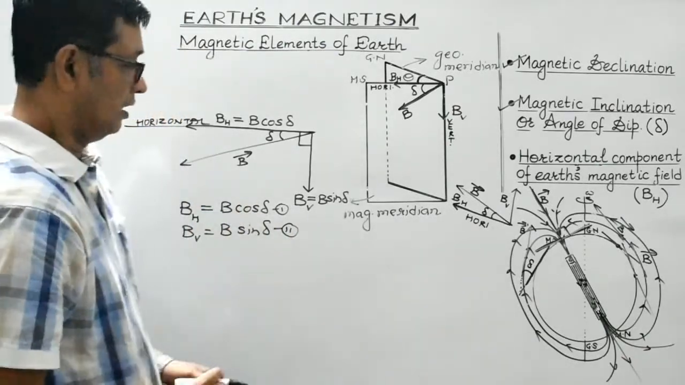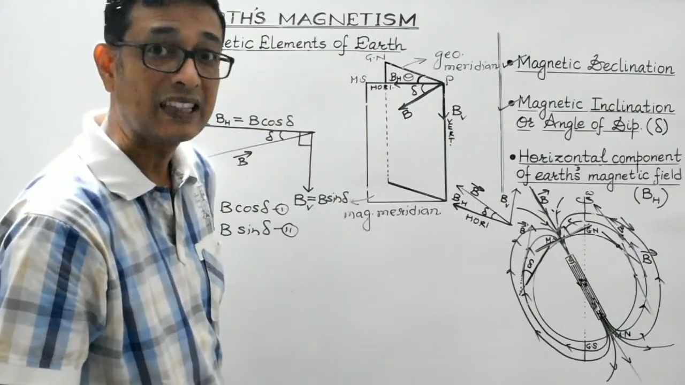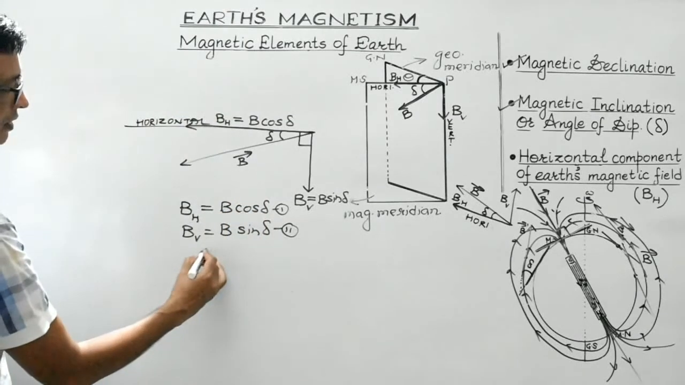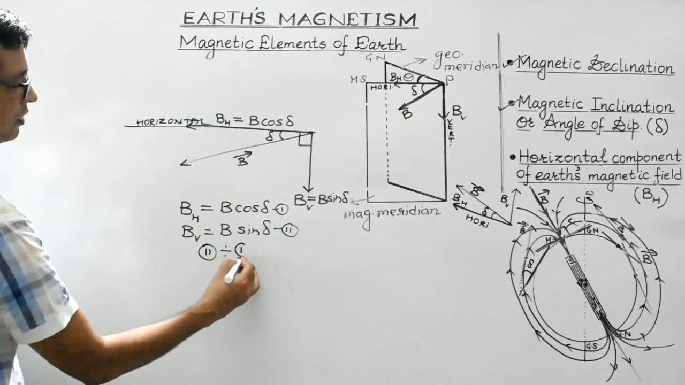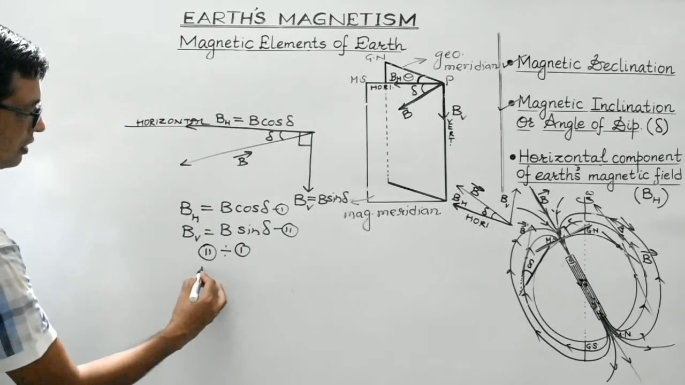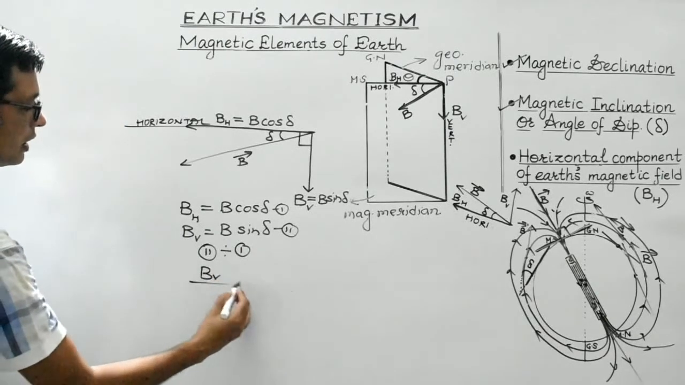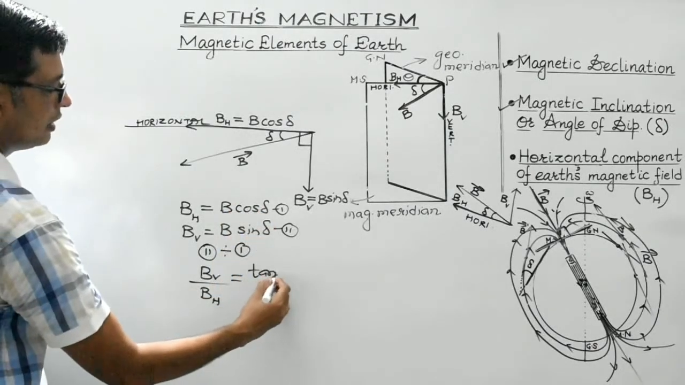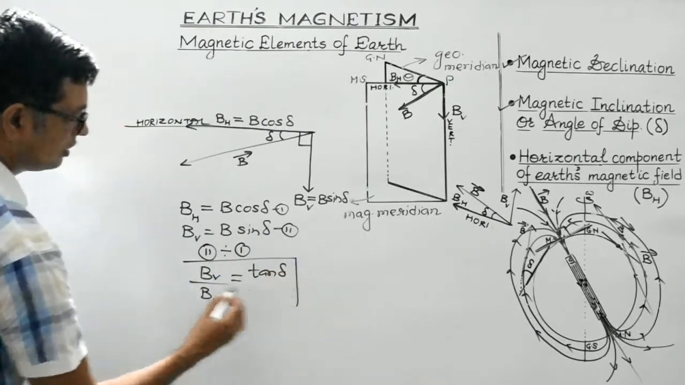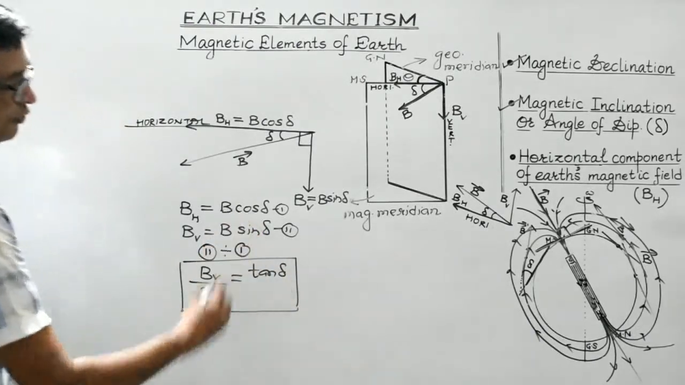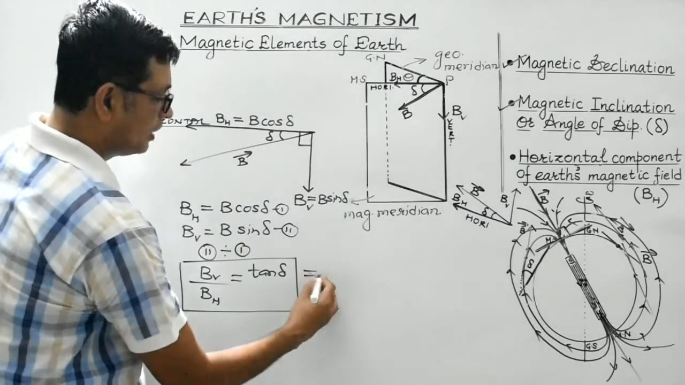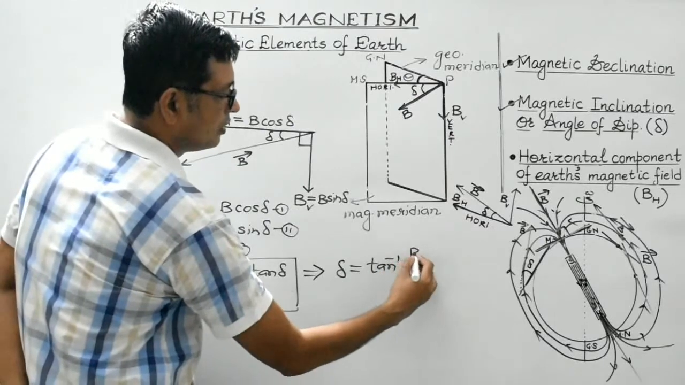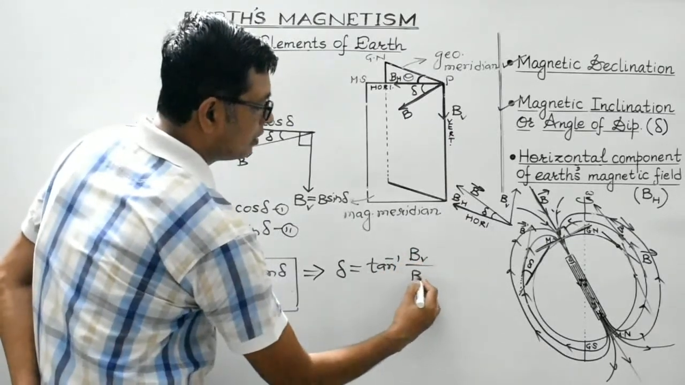Now let us deal with it mathematically and get the expression for the angle of dip. Right? So if you divide second from first or first from second, what you get is BV divided by BH, it is equal to sine by cos, that will give us tan del. So students, this is the mathematical expression for the angle of dip. So angle of dip is equal to tan inverse BV divided by BH.